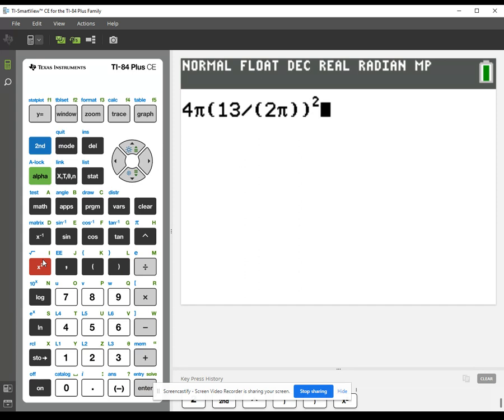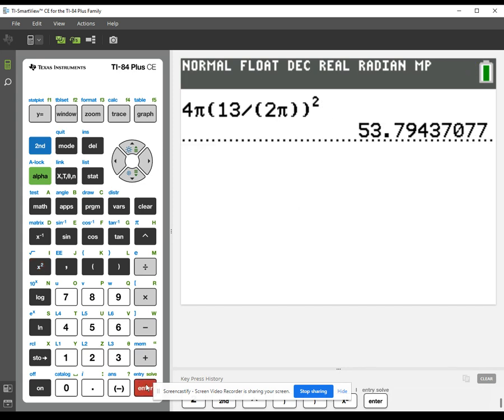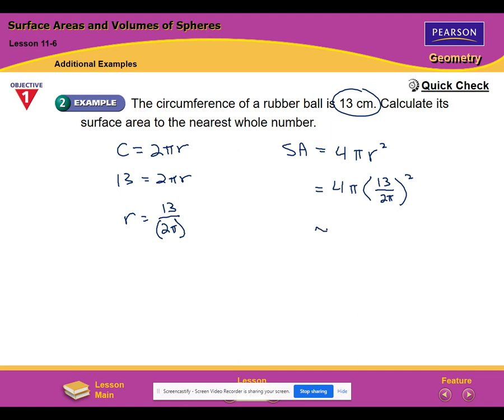This is going to give us the correct answer. That's 4 pi. R is all this right here. The 13 divided by parenthesis, 2 pi, close parenthesis, is the radius. And then that's being squared because the outer parentheses is what's being squared. So our answer would be 53.79, etc. I think they said round to the nearest whole number, so 54. Yep, nearest whole number, 54. The circumference was 13 in centimeters. We found a surface area, so centimeters squared.